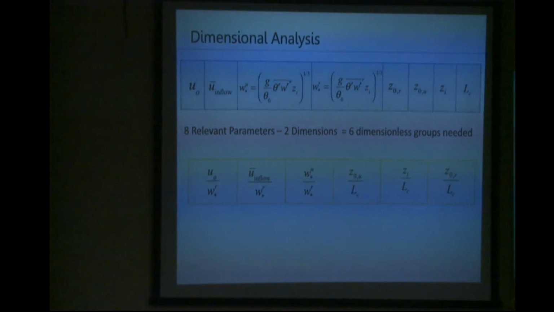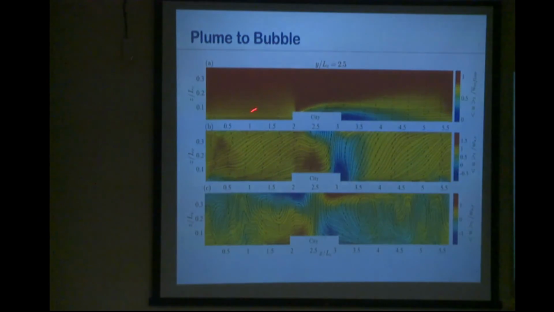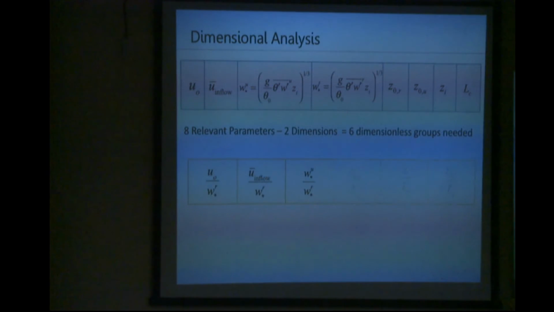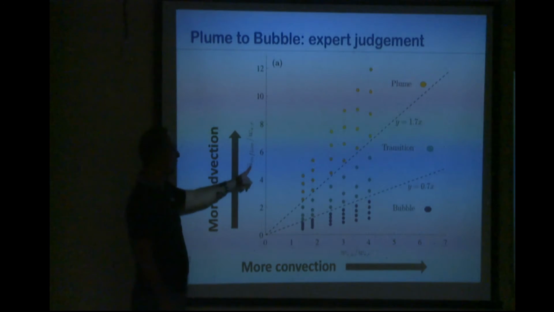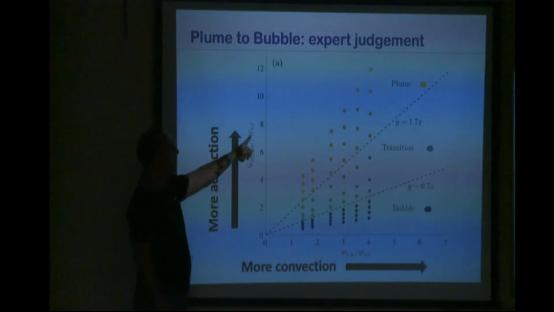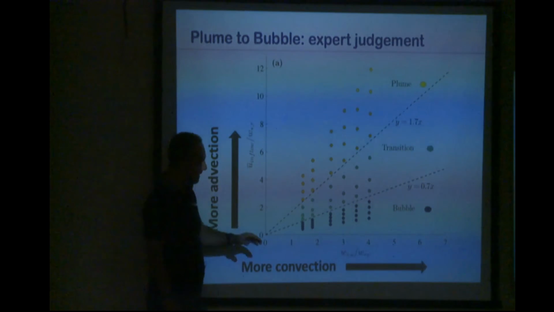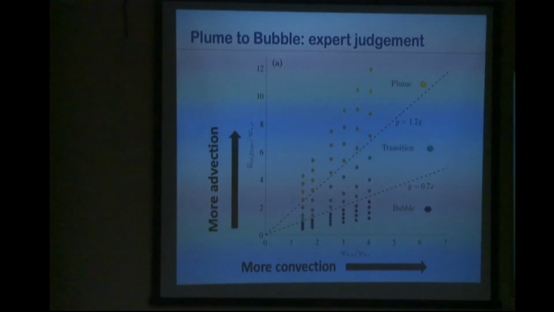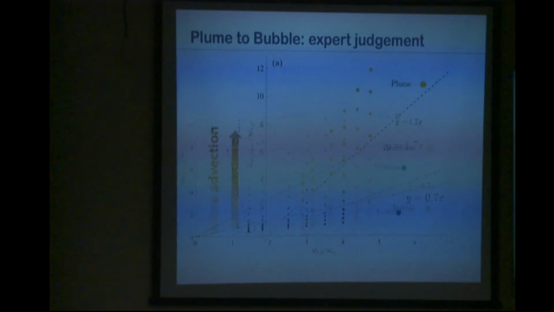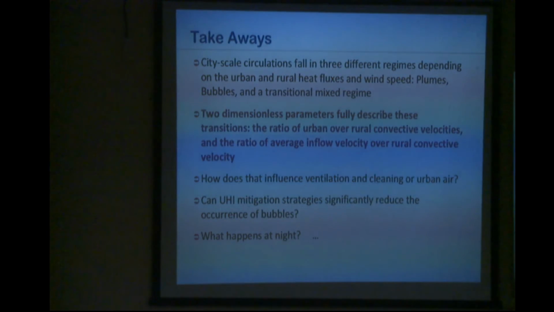Here is how the LES would model a plume. This is a bubble, and this is a transitional regime. We came up with a dimensional analysis, not going to go through the detail, that depends on U inflow, how fast the flow is coming onto the city, compared to the convective velocity scale of the rural area. If you take this dimensionless parameter and plot it versus the heat flux from the urban area normalized by the heat flux from the rural area, you get a regime where the wind is very strong, so U inflow is very strong, and you get pure plume. Here you get plume bubble, pure bubble, and in the middle a transition. I'm not going to go through this in detail. I'll be happy to send you the results.